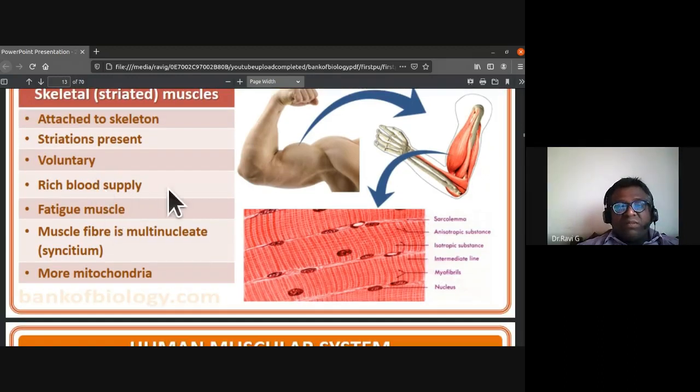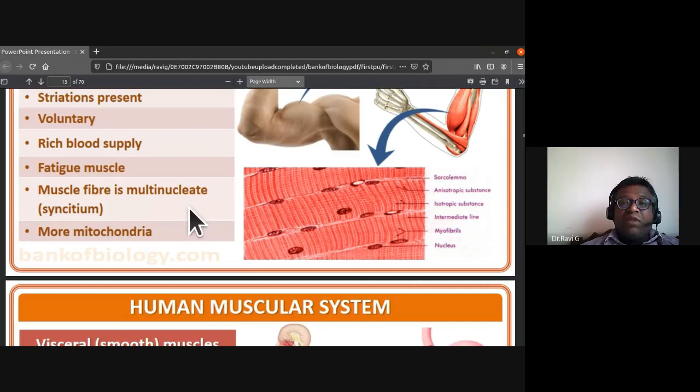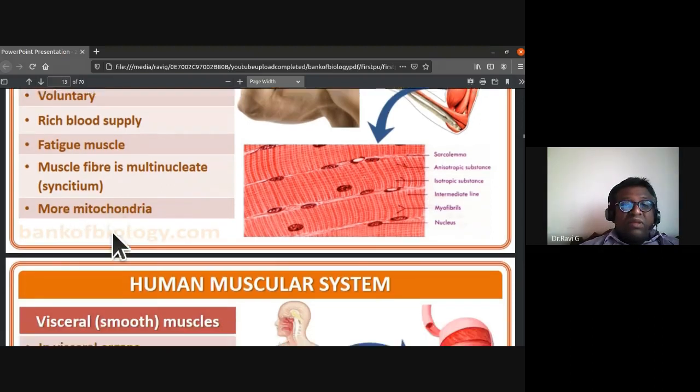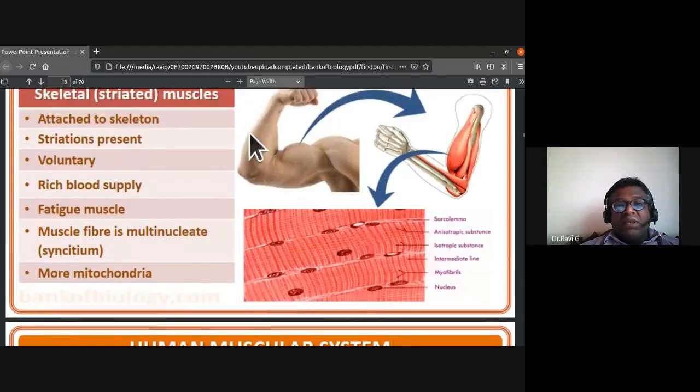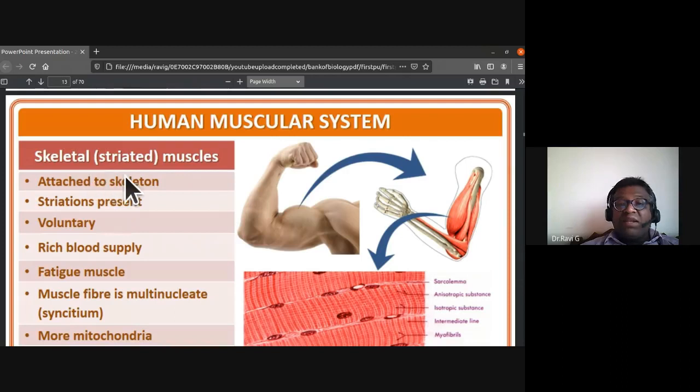They have a rich blood supply. These muscles undergo fatigue. So after a few moments of lifting weights, you get exhausted. These muscles get fatigued or tired. Okay, so the muscle fiber is multinucleate, that is, syncytium. There are no cross walls found. More mitochondria are found in these muscles because they bring about more respiration, so more energy is liberated. So this is what you have to remember about skeletal, striated, or voluntary muscles.